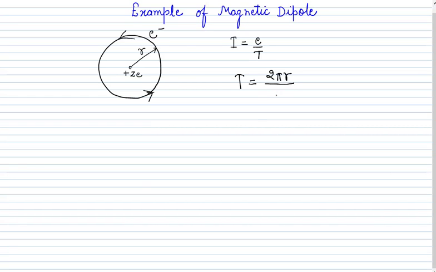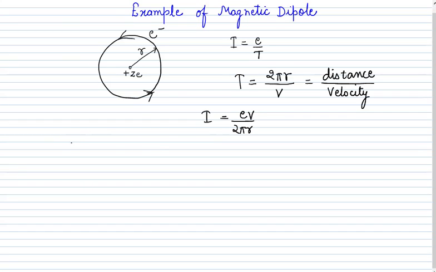R is the radius and v is the velocity. So this time is equal to distance upon velocity. This is the distance traveled in one rotation and this is the velocity of this moving electron, which is moving in a circle. So from here we can put the value of T into this. So the current I is equal to e upon 2 pi r upon v. So I is equal to ev upon 2 pi r.